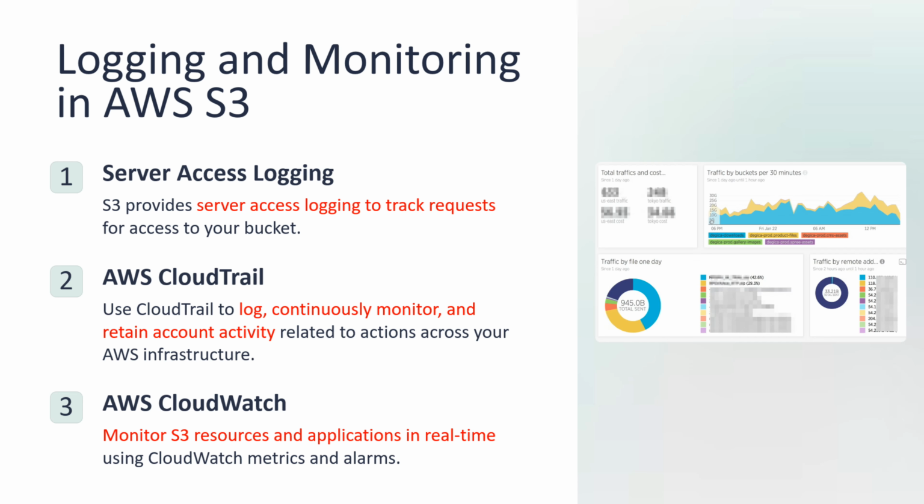Now we will see logging and monitoring in AWS S3. First one is server access logging. S3 provides server access logging to track requests for access to your bucket. The second one is AWS CloudTrail. Use AWS CloudTrail to log, continuously monitor, and retain account activity related to actions across your AWS infrastructure. Third one is AWS CloudWatch. Monitor S3 resources and applications in real time using CloudWatch metrics and alarms.